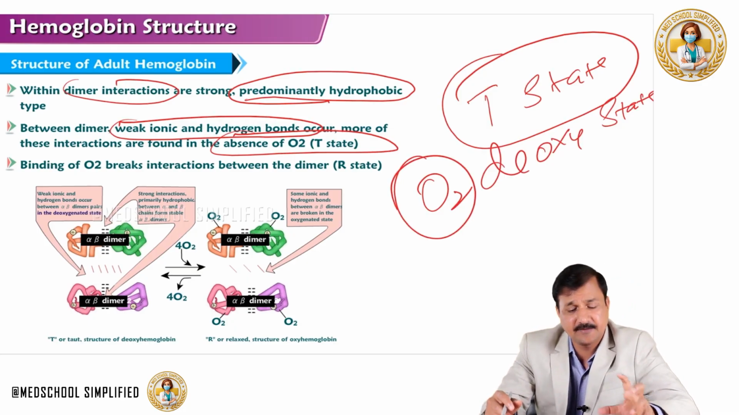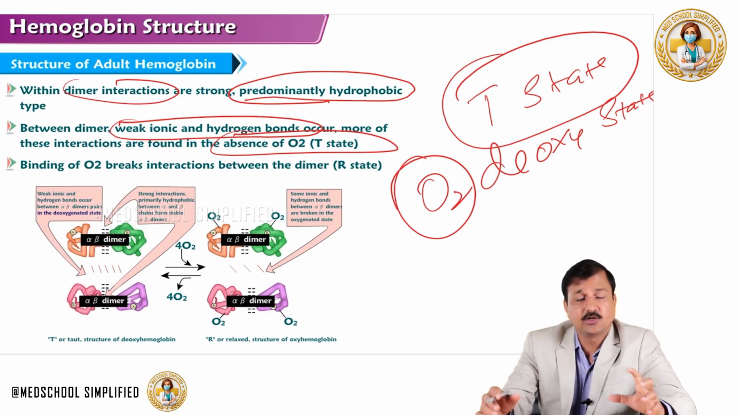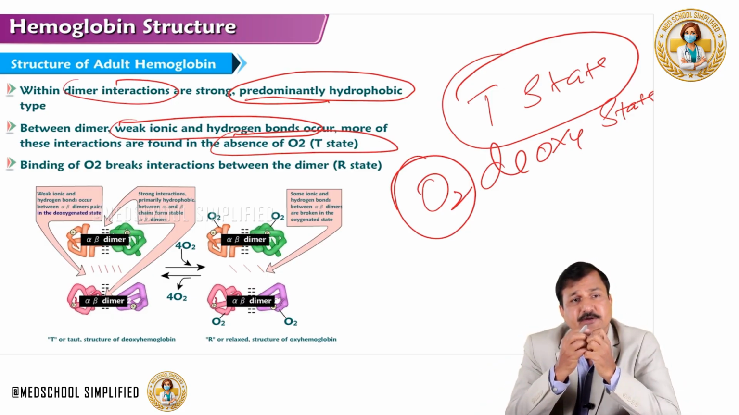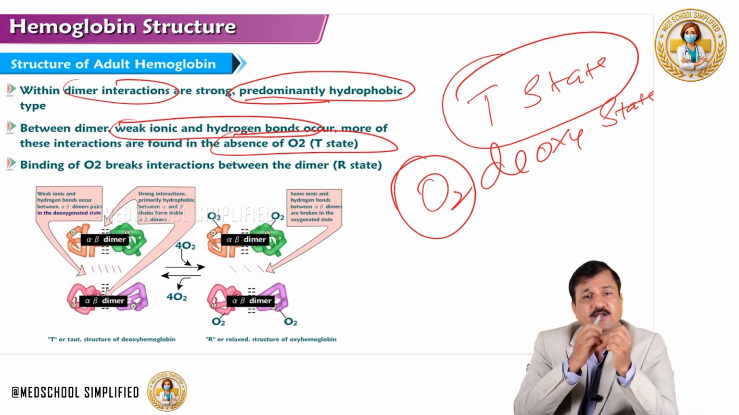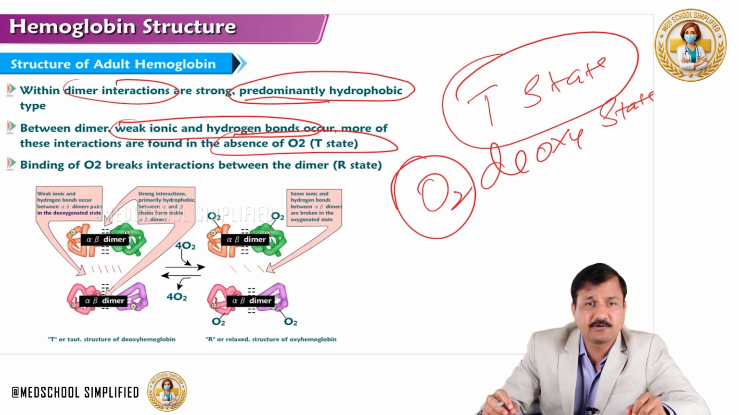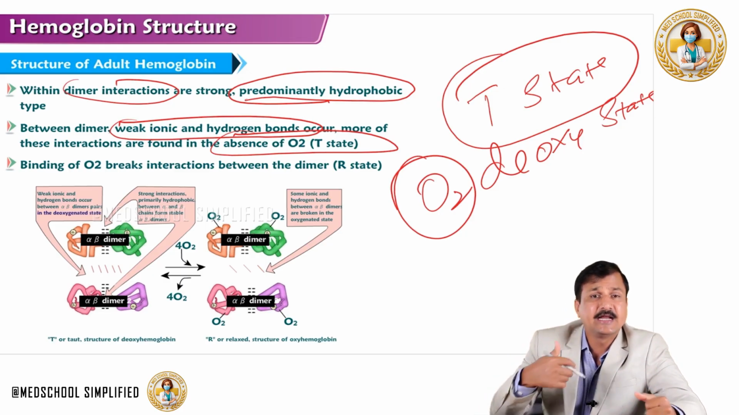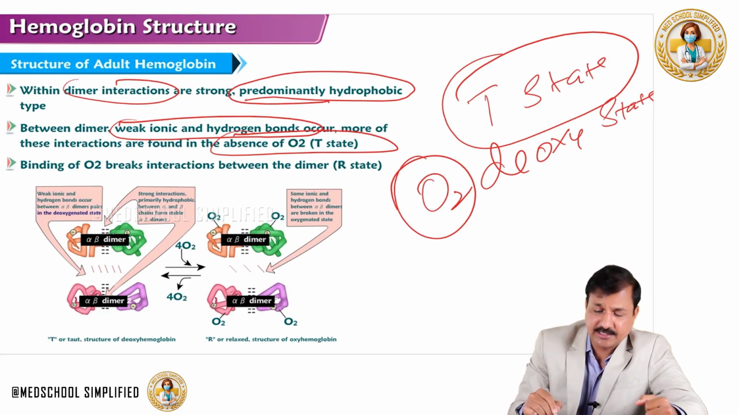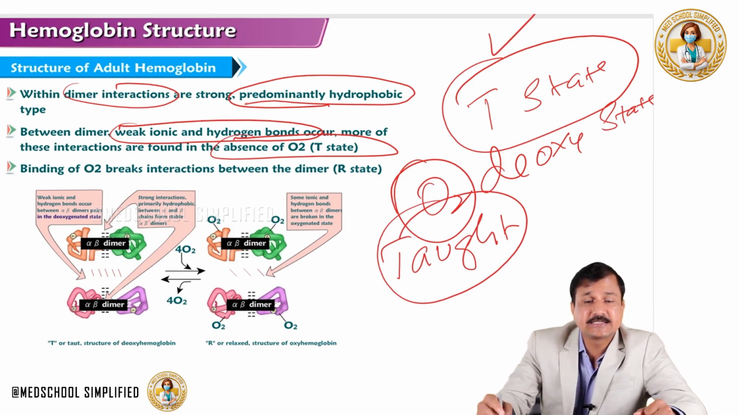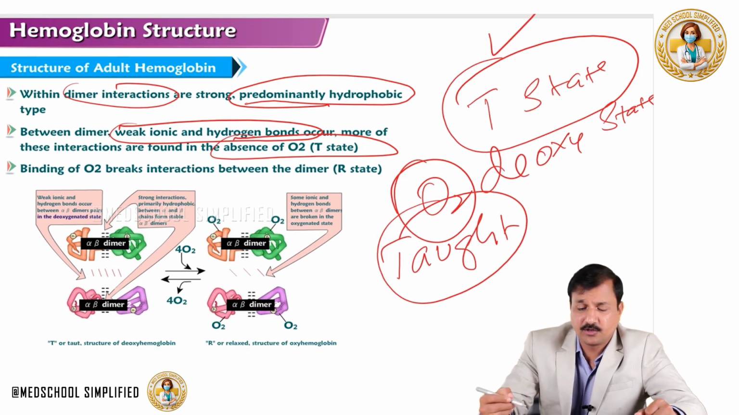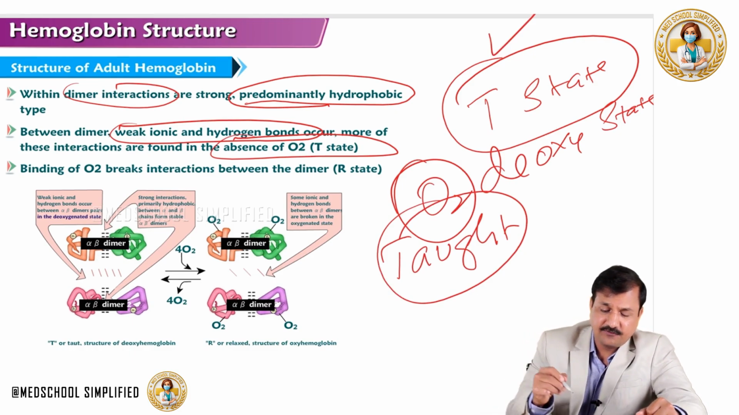When oxygen is absent in the hemoglobin molecule, there will be more and more interaction between dimer 1 and dimer 2, and the flexibility or freedom of movement between dimer 1 and dimer 2 is not there. It is a tight state or a taut state, that is TAUT, taut state. That's why it is referred to as the T state. Remember, the T state of hemoglobin is the deoxy state of hemoglobin.